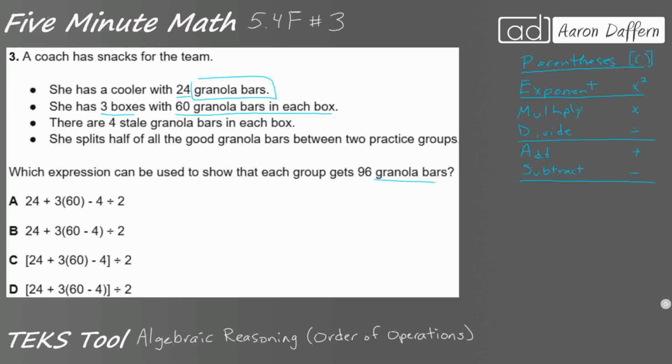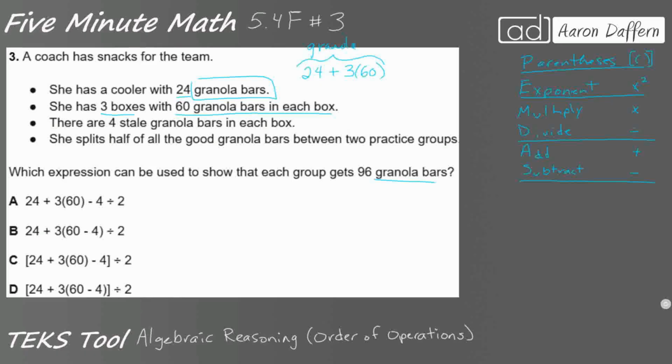So what we could do is we could say, all right, so I've got 24 granola bars. Then I've got 3 boxes with 60 granola bars. Okay, so 3 boxes with 60 granola bars. So if I'm wanting to add these granola bars together, I can say 24 plus 3 times 60. And I'll show it like this because it looks like that's what they're doing down in the answer choices, right? You just have that 3 and then parentheses 60 always means multiplication. So these are just my granola bars.